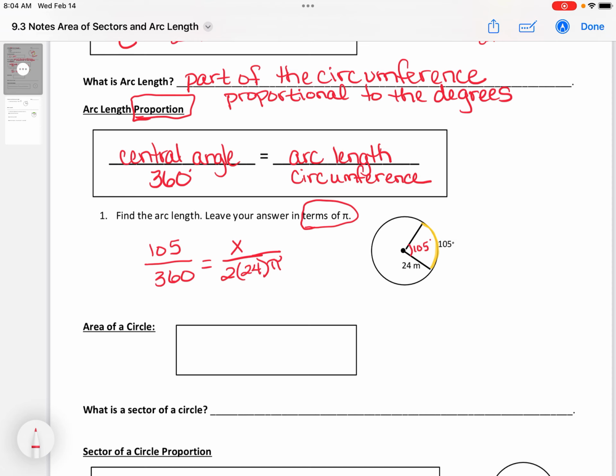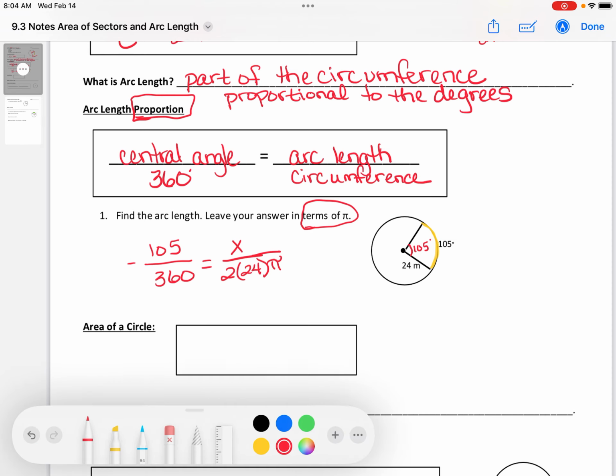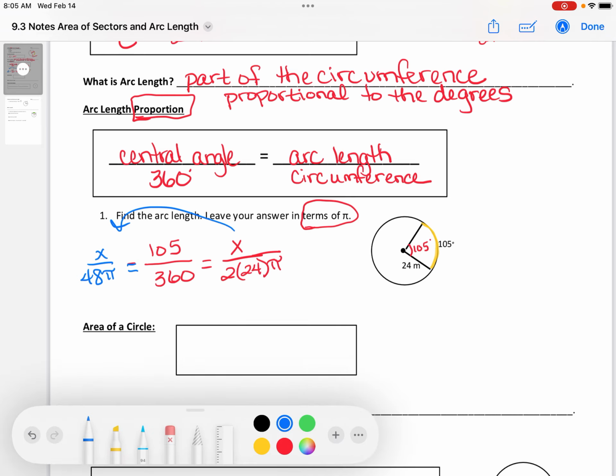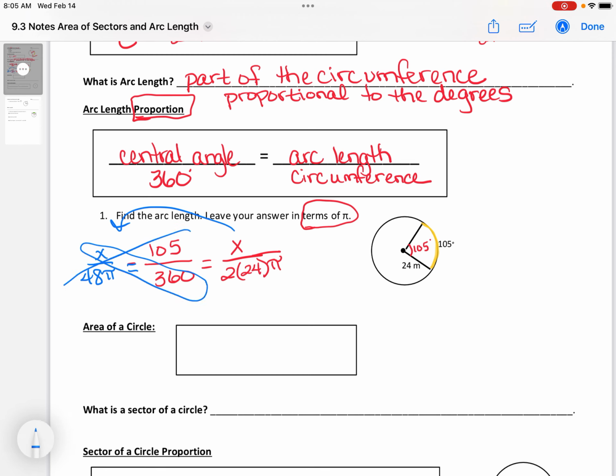Okay, so the first thing I'm going to do is multiply 2 times 24, which is 48. So I'm going to write it over here. This becomes x over 48 pi. And I'm just going to take my little calculator. I was going to try and simplify my fraction, but that'll just make y'all cranky. So I'm going to cross multiply. And I'm just going to pretty much stick the pi over on the side.